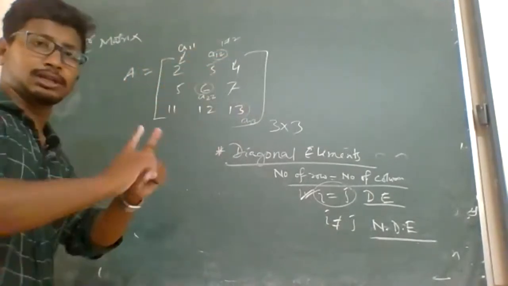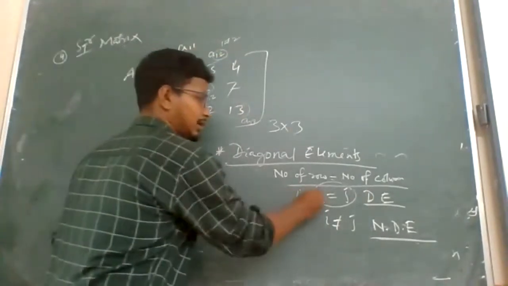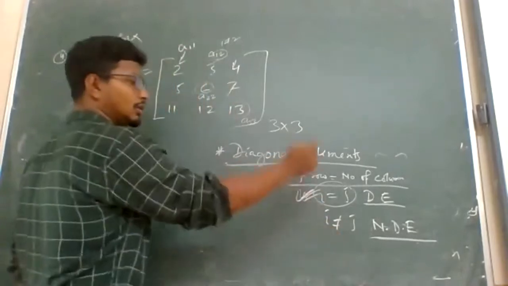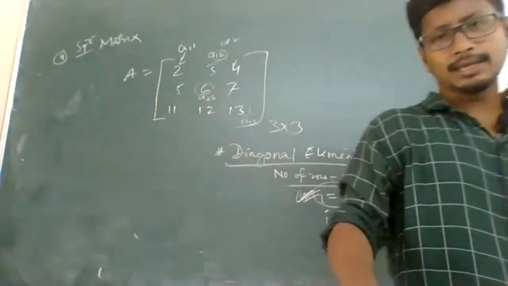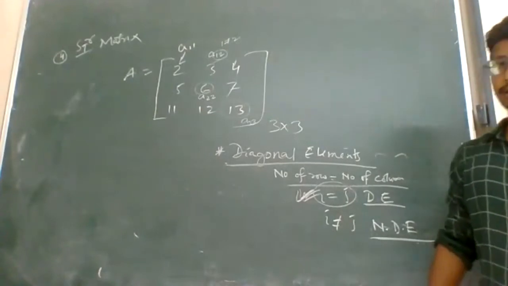Where the row and column addresses are equal, the i and j elements will be equal. That is called diagonal elements. These are called diagonal elements. And where they're not equal, that is called non-diagonal elements. Is it clear? Yes, sir.